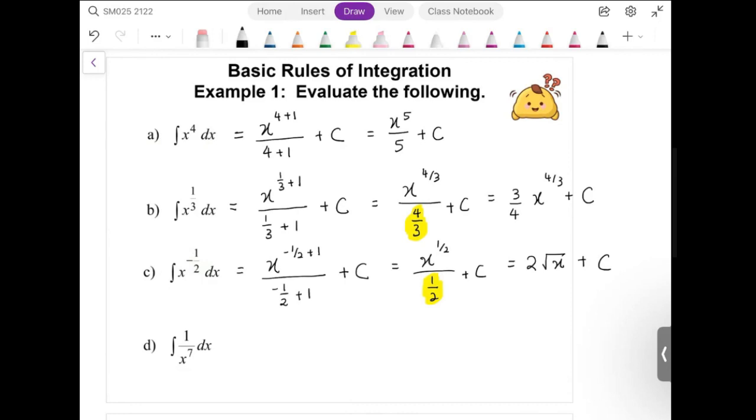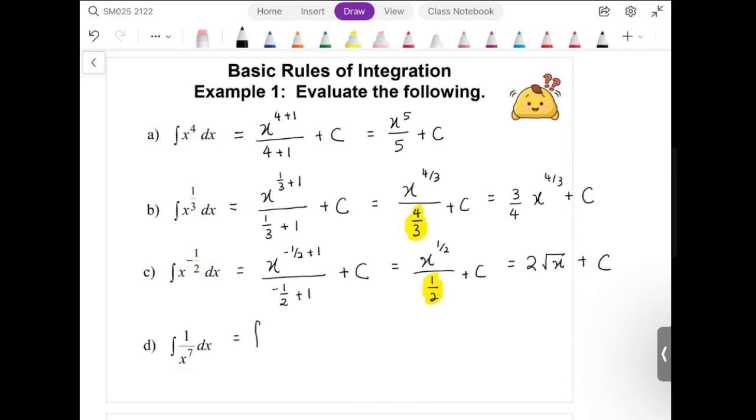Simple kan? Okay. Next one. Last one for x to the power of x. We have 1 over x to the power of 7 dx. So we want to integrate this. So first main step, most important part, kita kena munculkan kuasa tu dulu. So we have to rearrange or manipulate this function.